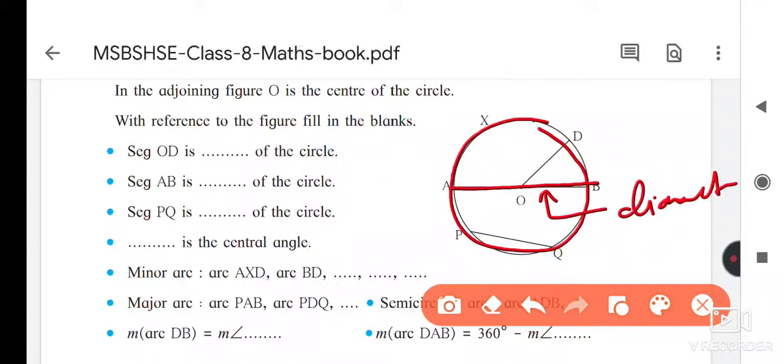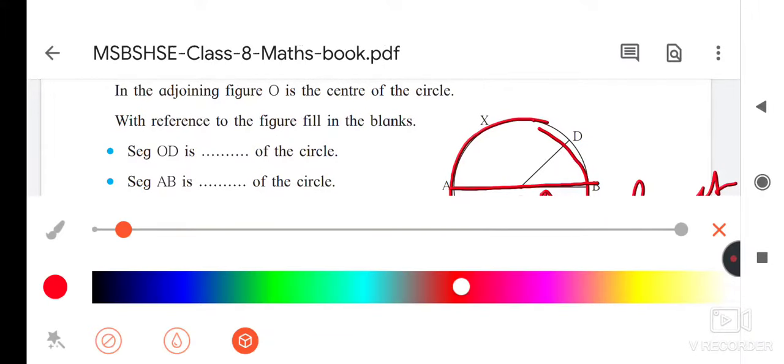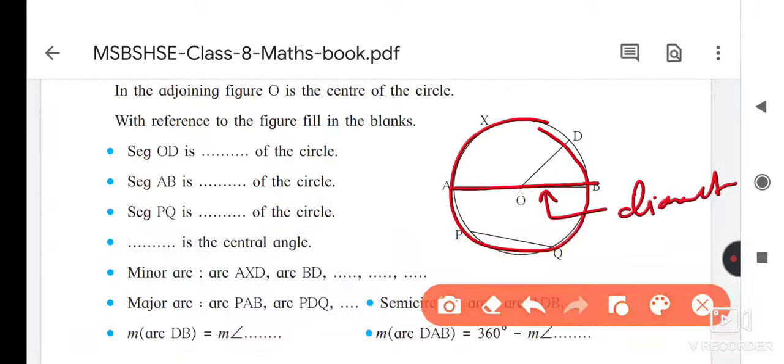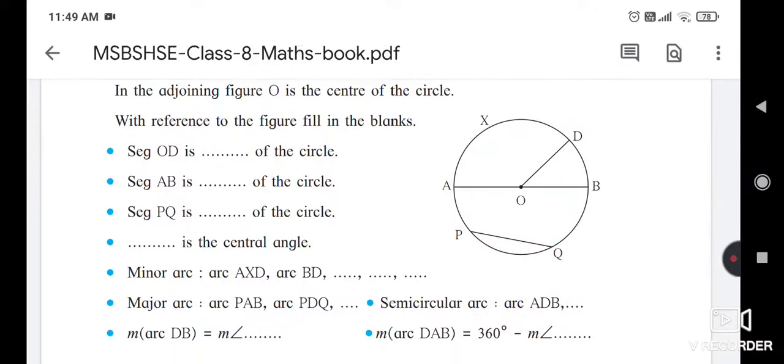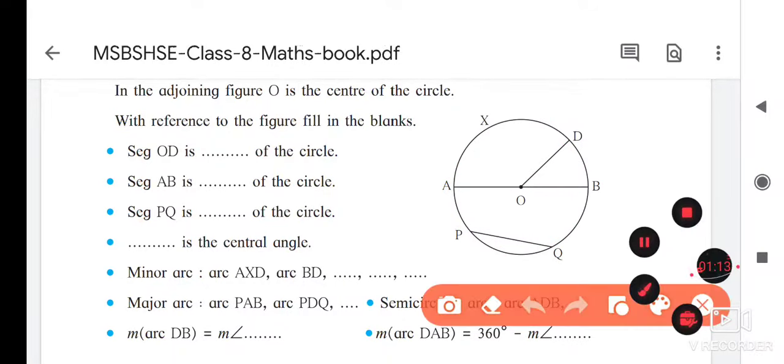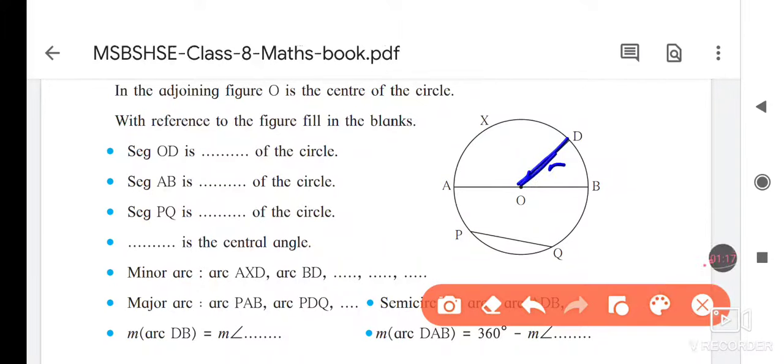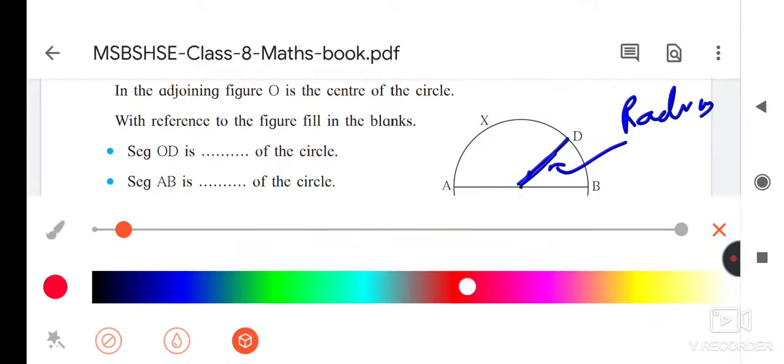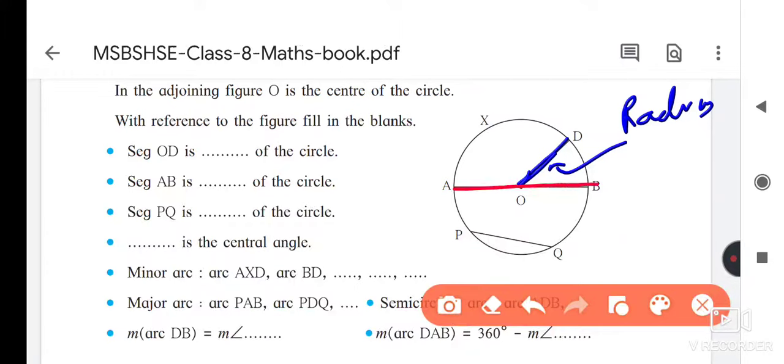Then the line which joins the center of the circle and one point on the circle is called a radius. So here OD is a radius of the circle and AB is a diameter of the circle.